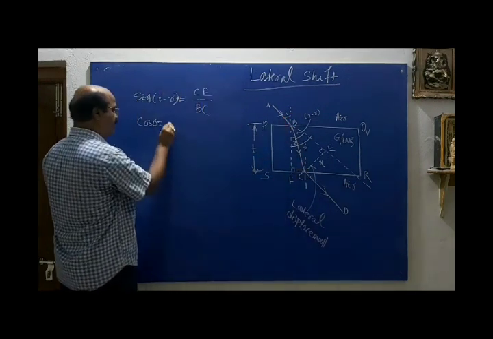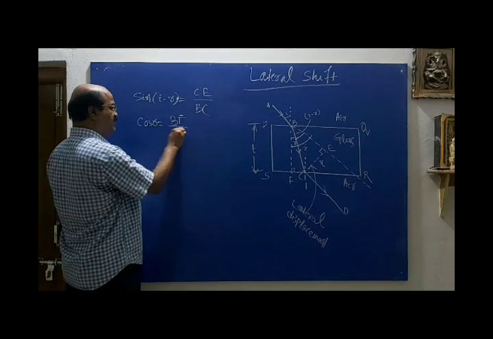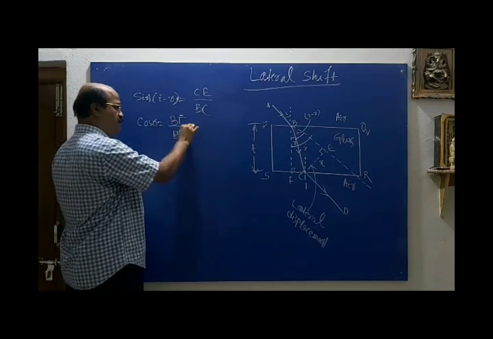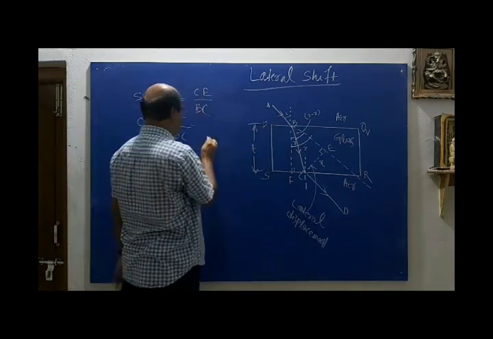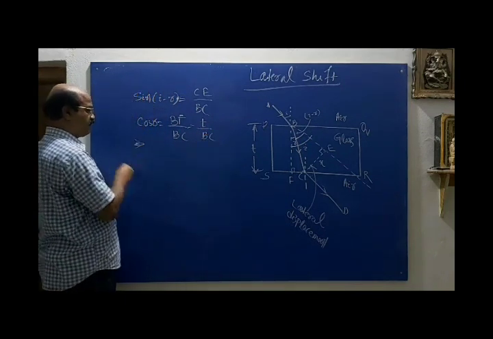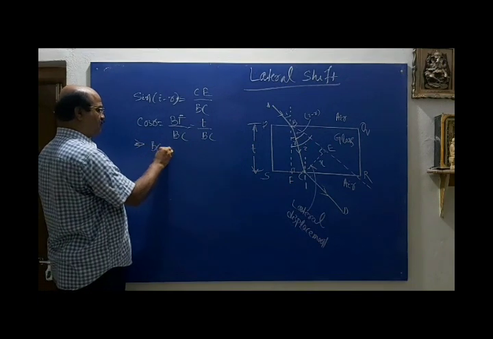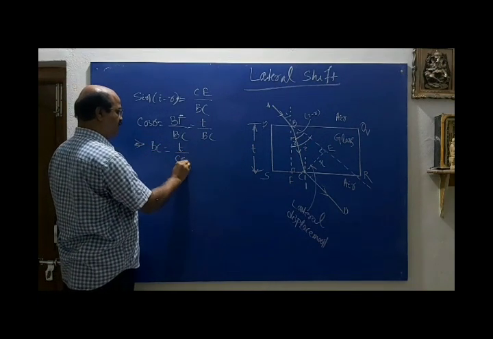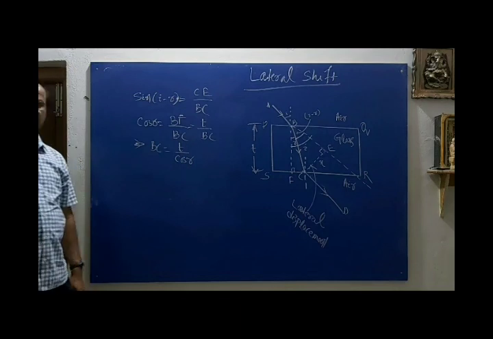B by H means BF by BC. BF is equal to the thickness of the glass slab, so let me write t by BC. That implies BC equal to t by cos r. BC equal to t by cos r. Okay?